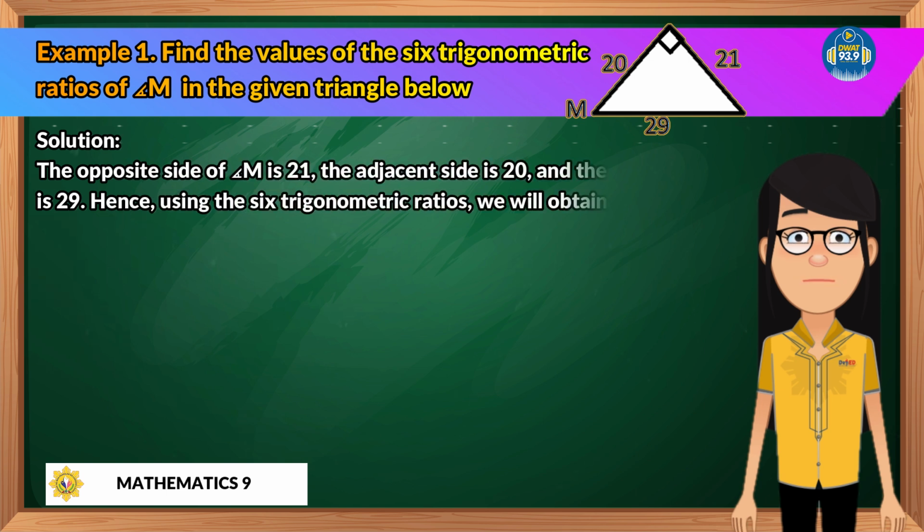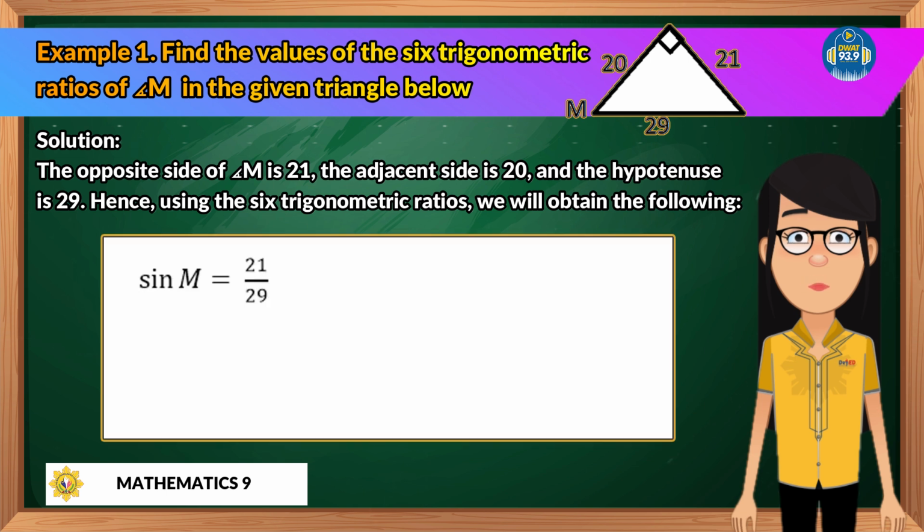Let us have the solution. The opposite side of angle M is 21. The adjacent side is 20. And the hypotenuse is 29. Hence, using the 6 trigonometric ratios, we will obtain the following. Sine M is equal to 21 over 29. Cosine M is equal to 20 over 29. Tangent M is equal to 21 over 20.